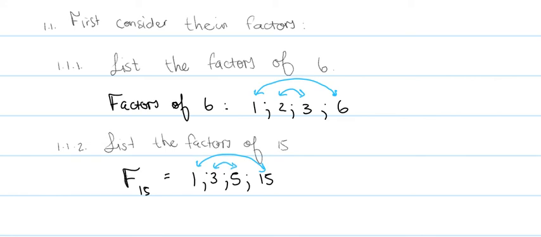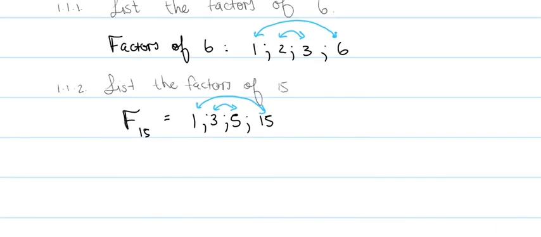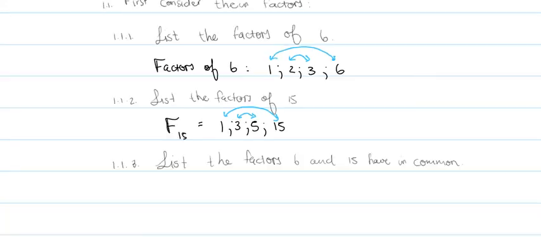Now, in the next question, we first write down the question number 1.1.3, and they ask me, list the factors 6 and 15 have in common. Alright, so I'm quickly going to write that. List the factors of 6 and 15 that they have in common.